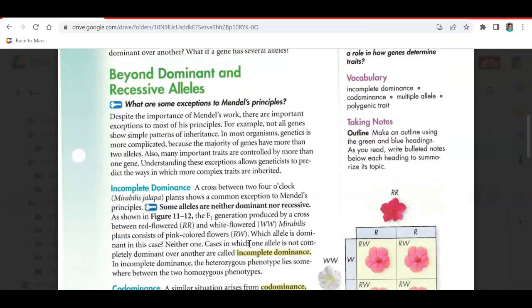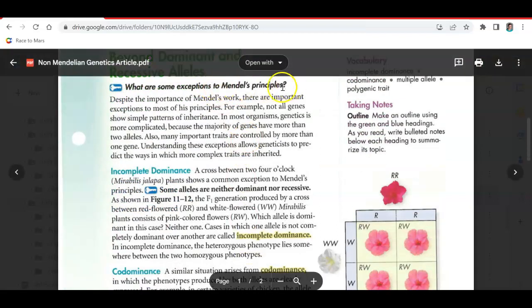Beyond dominant and recessive alleles. What are some exceptions to Mendel's principles? Despite the importance of Mendel's work, there are important exceptions to most of his principles. For example, not all genes show simple patterns of inheritance. In most organisms, genetics is more complicated because the majority of genes have more than 2 alleles. Also, many important traits are controlled by more than one gene. Understanding these exceptions allows geneticists to predict the ways in which more complex traits are inherited.